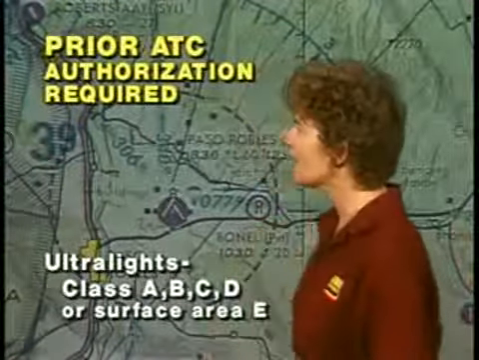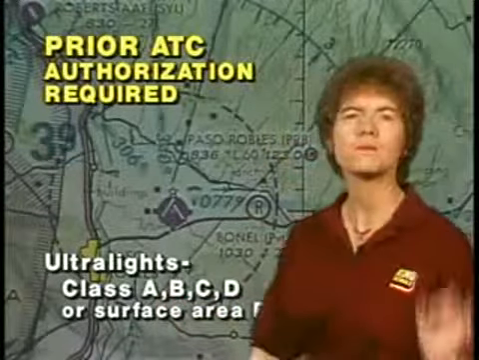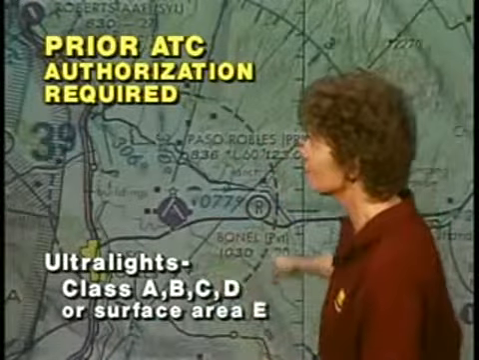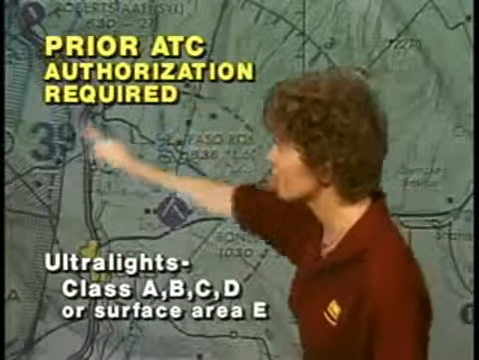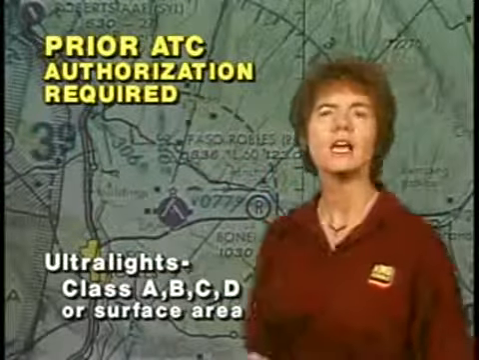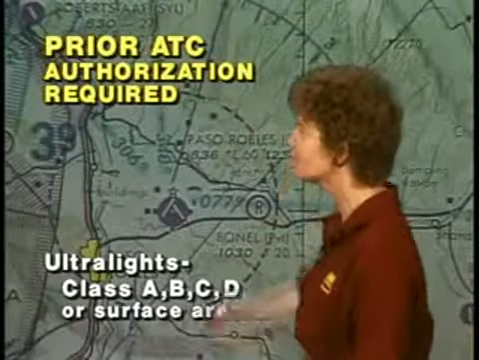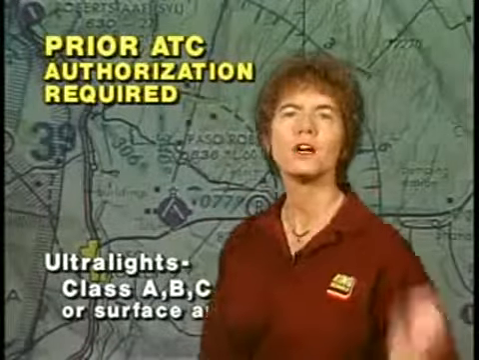Now, if you want to do ultralight operations, you need a little bit more extensive approval in more airspace. For ultralight operations, prior ATC authorization is required not only in Class A, B, C, and D airspace, but also in the surface area, Class E airspace, which is what we have around the Paso Robles Airport. If you want to do ultralight activity in either Class A, B, C, D, or surface area E airspace, you've got to get air traffic control approval before the operations.